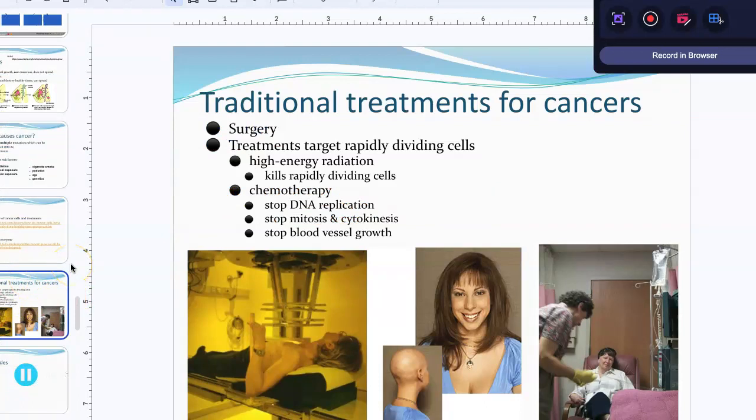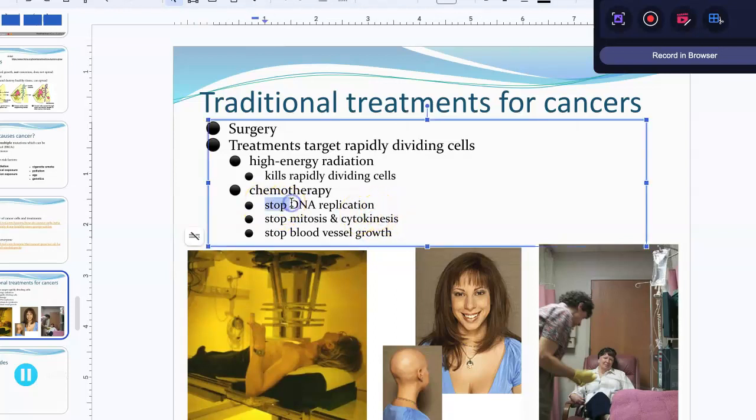How do we treat cancer? Surgery. You remove the tumor. You do high energy radiation, which kills cells so that you can find the ones that are rapidly dividing. As we learned, that's why people lose their hair when they do this kind of therapy, because hair cells are rapidly dividing cells, even though they aren't cancerous.